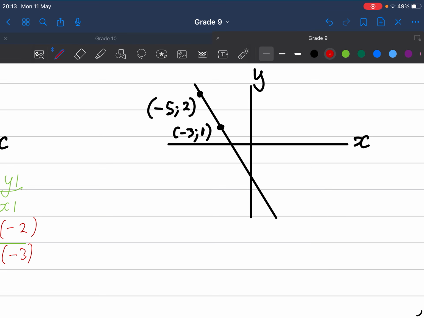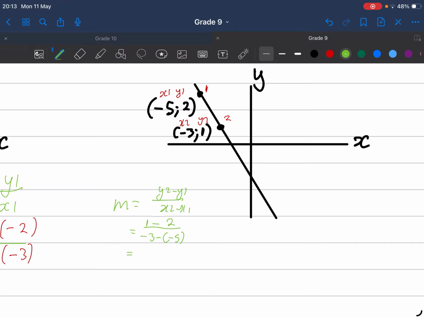Let's try this one. Pause the video, try and get the gradient. Point 1 from left to right, point 2, x1, y1, x2, y2. M is equal to y2 minus y1 over x2 minus x1. y2 in this case is going to be 1 minus y1 of 2, negative 3 minus negative 5.